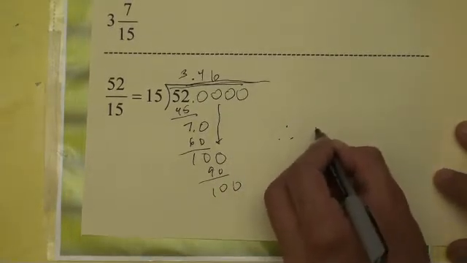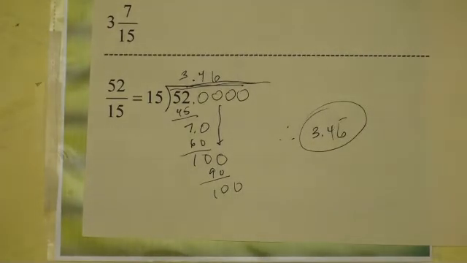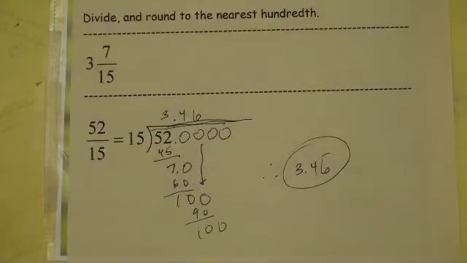So therefore, we could say that it's 3.46 with a repeating bar above the 6, indicating that the 6 is a repeating decimal. All right? So there you have converting fractions to decimals.